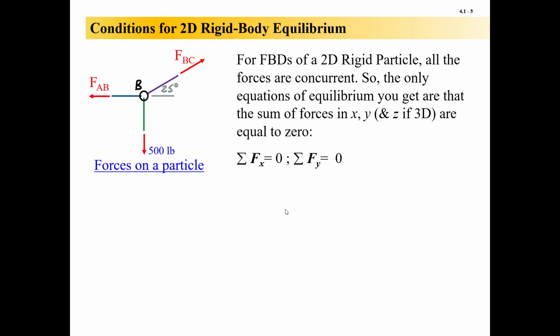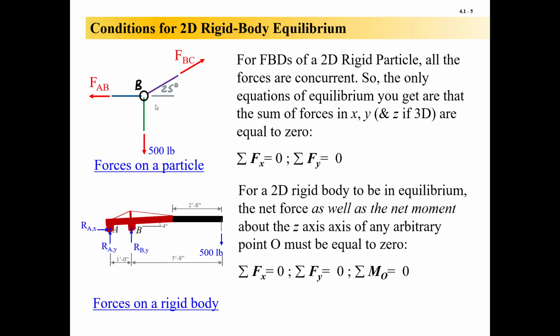So just to remember a little bit about equilibrium of a particle, this is what we had before. Again, everything was concurrent going through B. So we had sum of forces in the X and sum of forces in the Y. We didn't have sum of moments, because you can't use a moment equation here: all the forces are concurrent, so there's no net moment generated ever. So a sum of moments equation is pointless.